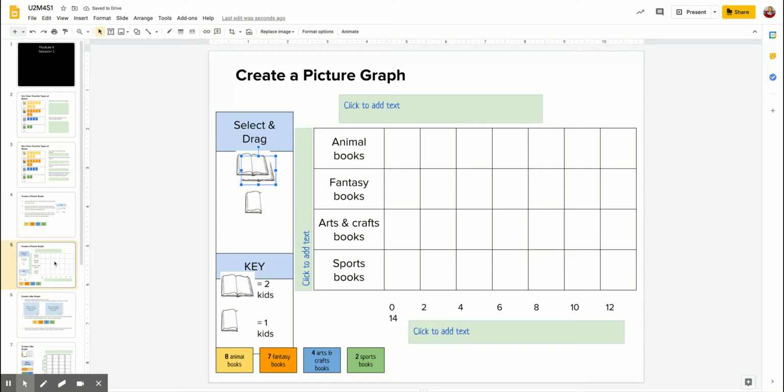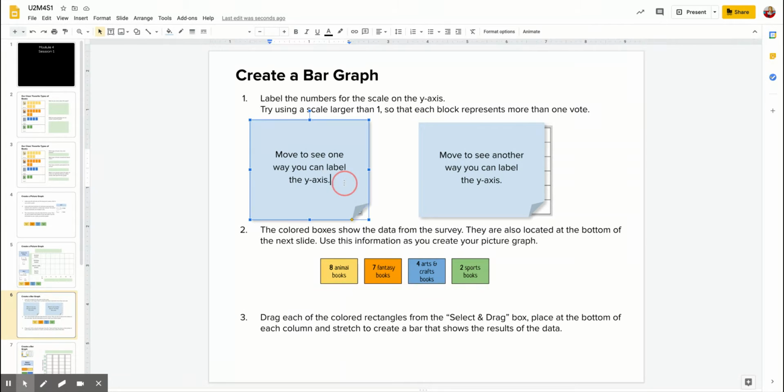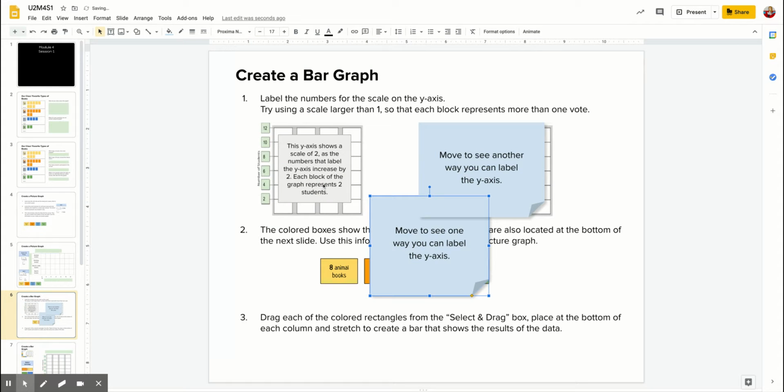All right, and then we're going to create a bar graph. So label the numbers for the scale on the y-axis. The y-axis is, you can move this post-it note out of the way, the y-axis is on this side. It's the one with the numbers. The y-axis shows the scale of 2. So as the numbers that label the y-axis increase by 2, each block of the graph represents 2 students.